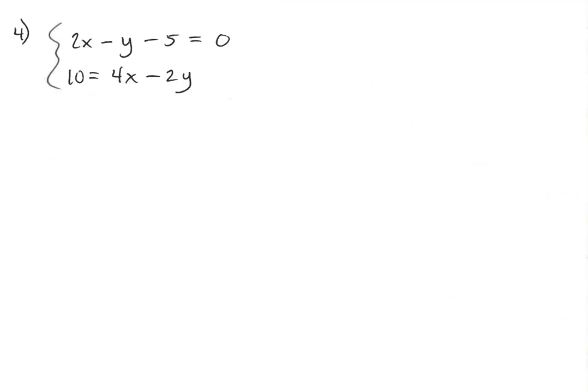Let's try another example where we're still in the context of using either method we want, substitution or elimination. And in this one, the system begins as follows. The first equation is 2x - y - 5 = 0. And the second equation is 10 = 4x - 2y.